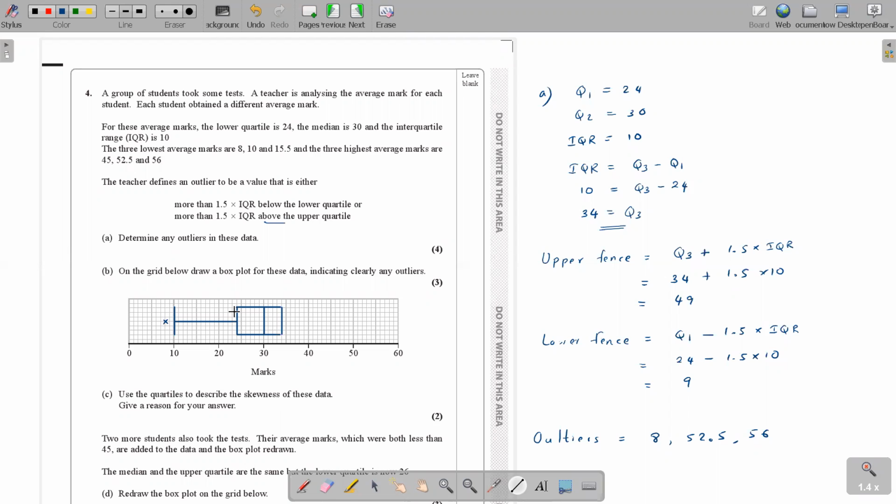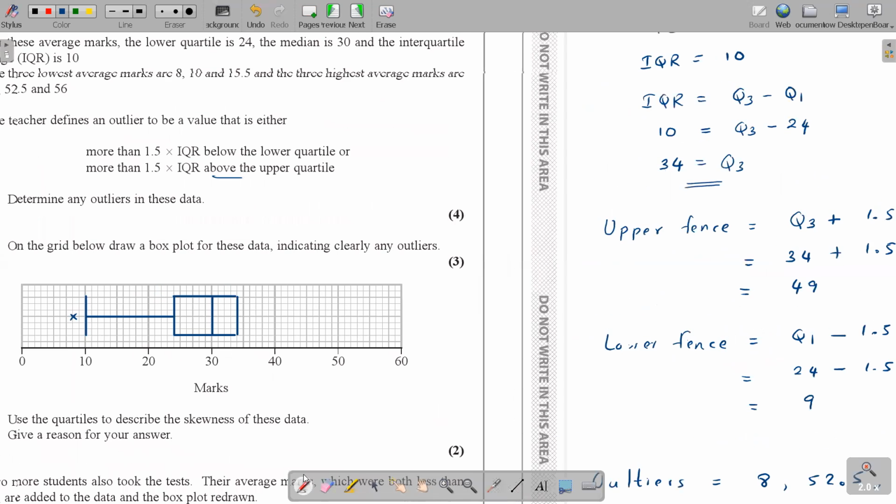And then the other side. First mark the 2 outliers, 52.5 and 56. So 52.5 comes in the middle of 51 and 52. Yes. 52.5, and 56.